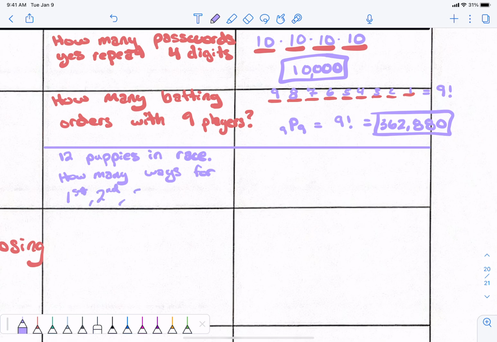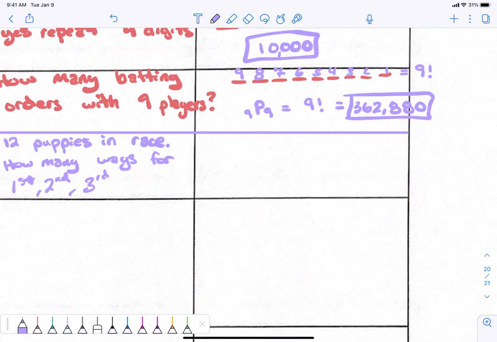First, second, third place. How many ways can I choose a first, second, and third place? Does the order in which I choose them matter? Yes. If you got third, or if you got first, you don't want me to put you in third place. That would be really bad. So this is a permutation because order does matter, right?